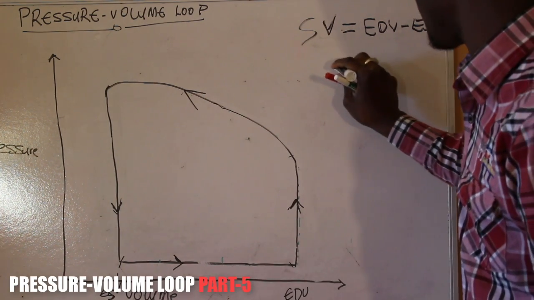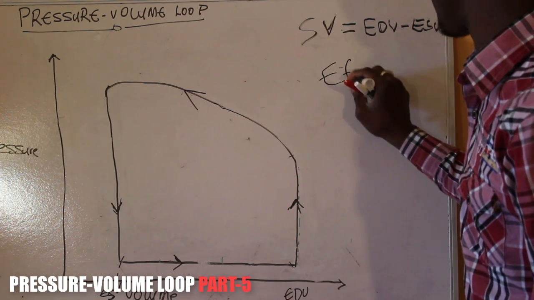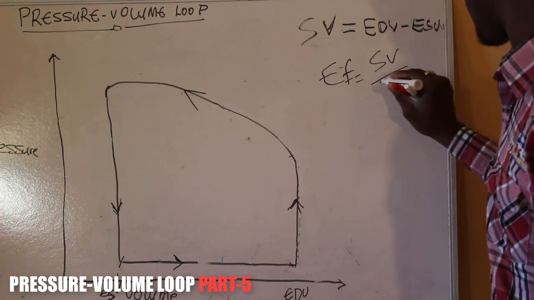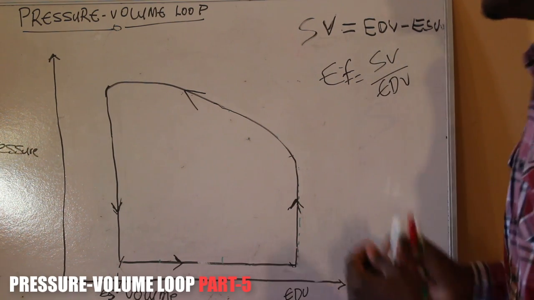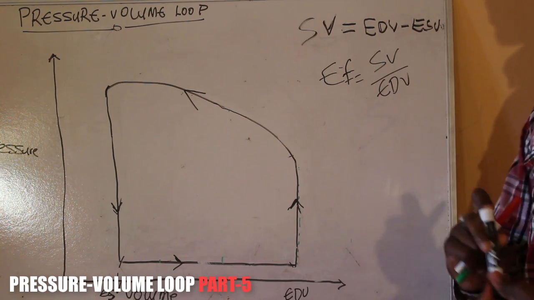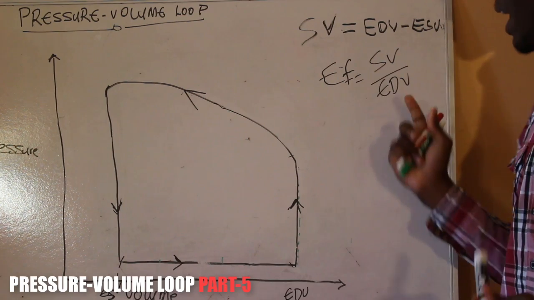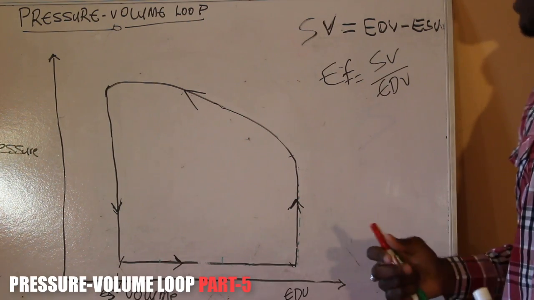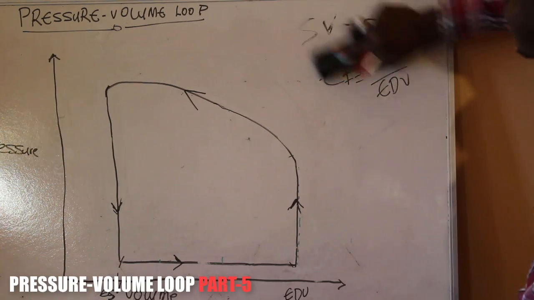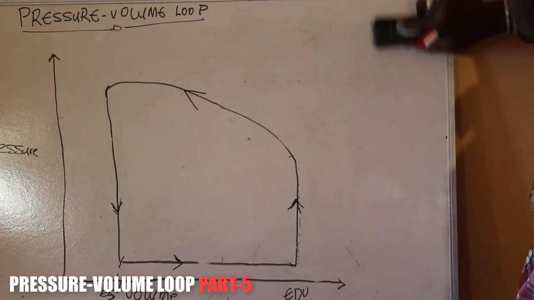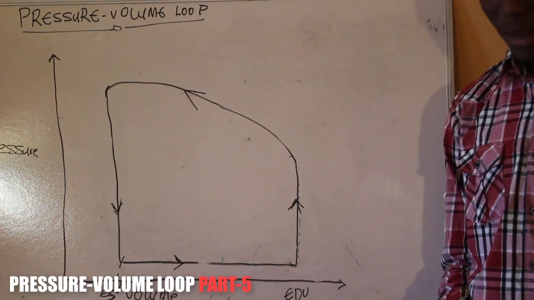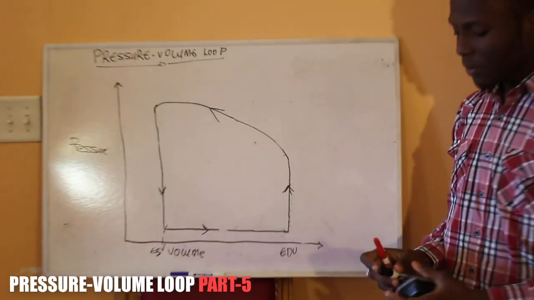And our ejection fraction, on the other hand, is defined as the stroke volume divided by our end diastolic volume. So in a condition whereby you have an increase in stroke volume without changing your end diastolic volume, you're quite likely to have an increase in ejection fraction, right? I believe everyone understands this simple concept. So now let's dive straight into explaining how our afterload and our preload affect our pressure volume loop.